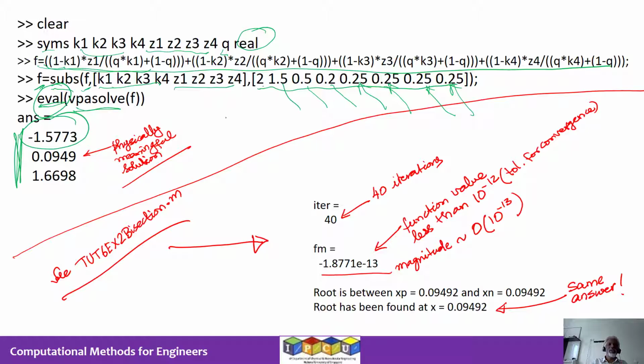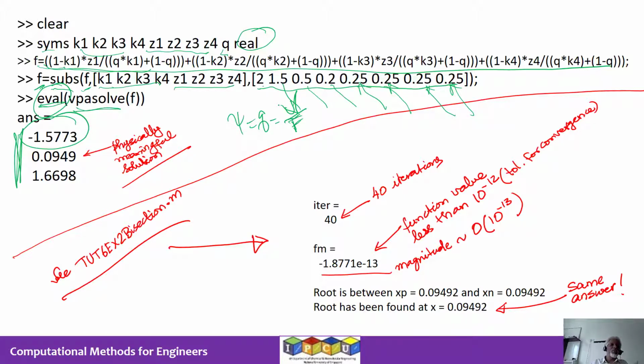Because psi is Q, that is nothing but V by F. So at the worst, V can be 0. Therefore, Q can be 0. Or at the best, V can be equal to F. It cannot exceed F. So in that case, Q or psi will take the value 1. So psi should be between 0 and 1.